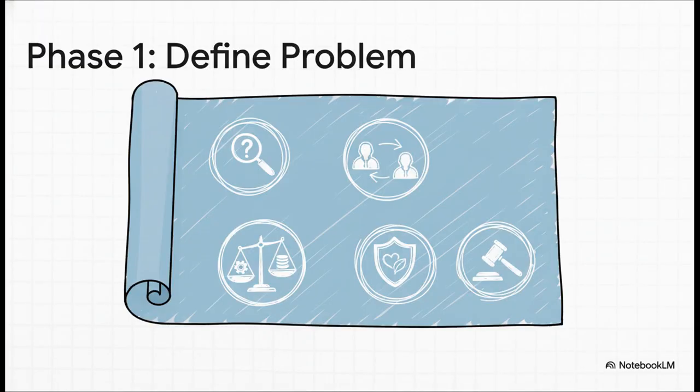So, Phase 1, problem definition. This is where we ask all the tough questions right at the start. We're not just asking, hey, what are we building? We're asking, who are we building this for? How will we know if it's actually working? And most importantly, what are the ethical guardrails we need to build in from day one? Answering these questions now prevents some massive headaches later on.